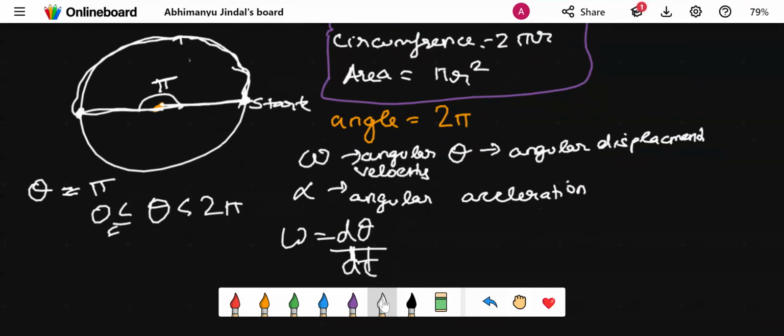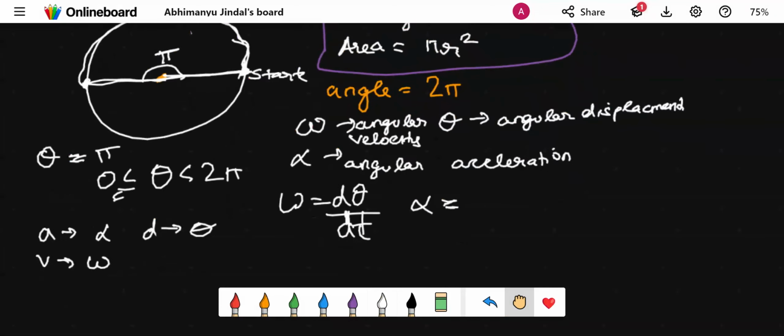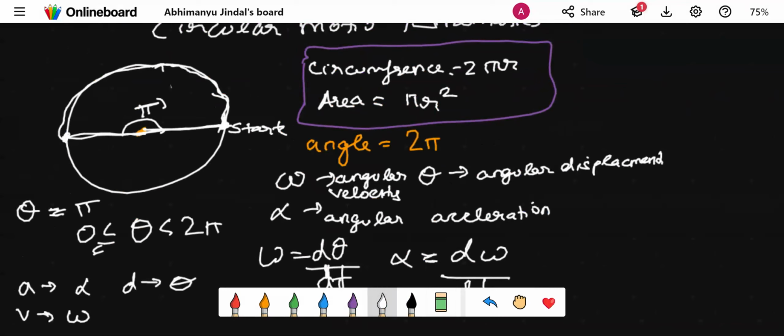Omega is d theta by dt, and alpha, which is angular acceleration, is the rate of change of omega. It's the same as saying that acceleration is alpha, velocity is omega, and displacement is theta. You can relate it this way. And alpha is d omega by dt. Now let's say this was moving with constant omega, that is alpha equals 0. What does it mean when I say alpha equals 0?